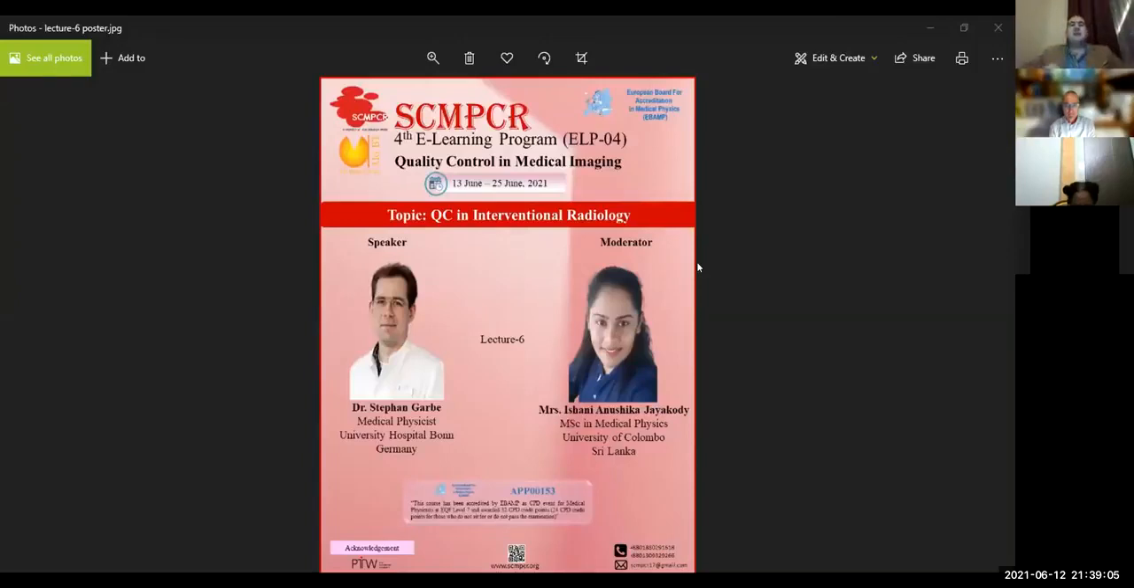Sometimes you will get something called tube rating, or maximum tube load. In some machines like Philips, when you change the kV or increase to a higher kV, it is not allowed to use higher milliampere at the same time, because the machine itself does not allow higher kV and higher milliampere with this scan time.